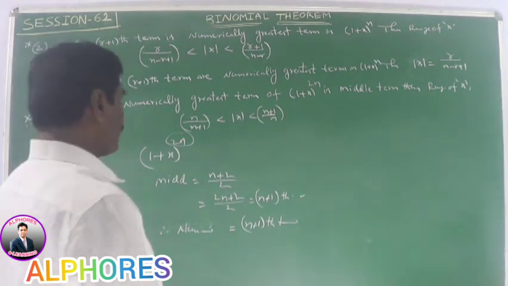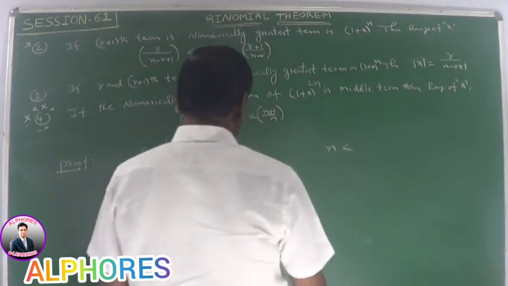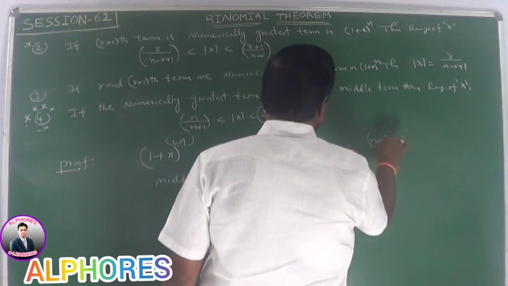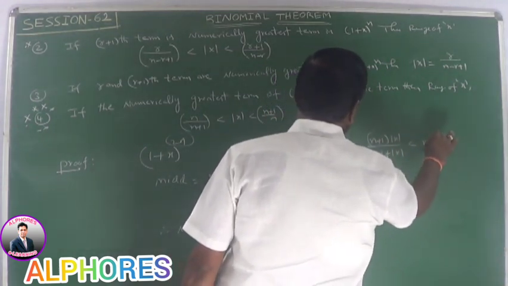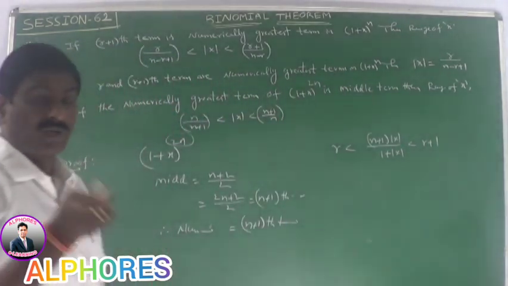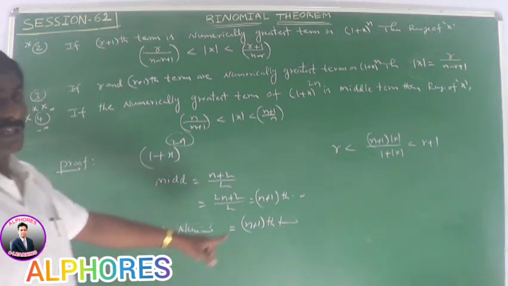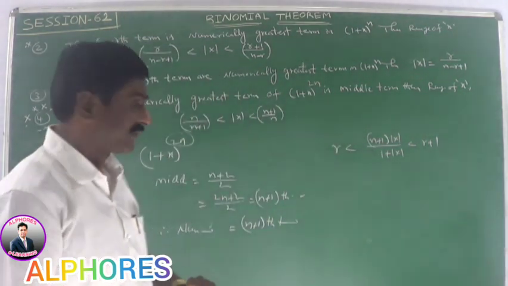It is possible when r is less than (n plus 1) into mod x by (1 plus mod x), less than r plus 1. It is the formula. If the (r plus 1)th term is the numerically greatest term, then the value of (n plus 1) into mod x by (1 plus mod x) lies in between r to r plus 1.